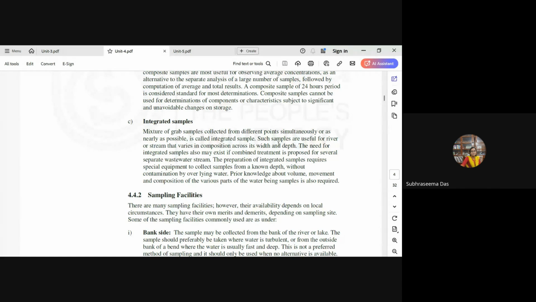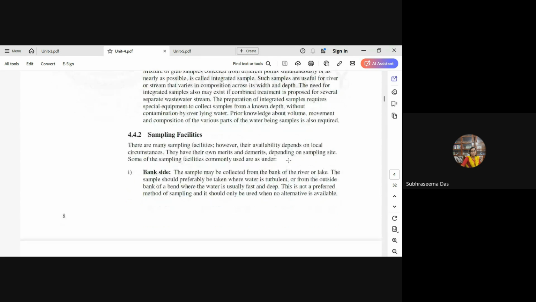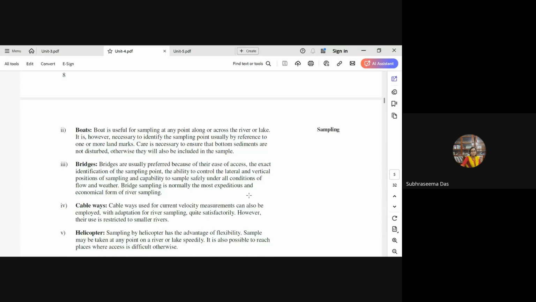Now coming to sampling facilities. There are many sampling facilities where we can prepare our sample. First is the bank side. For the collection of the sample, we can depend on the river bank. However, this is not a preferred method because it is only used when no alternative is present. Then sampling also uses boats. Boats can take you to the reference point or any point across the river or lake to collect your sample.